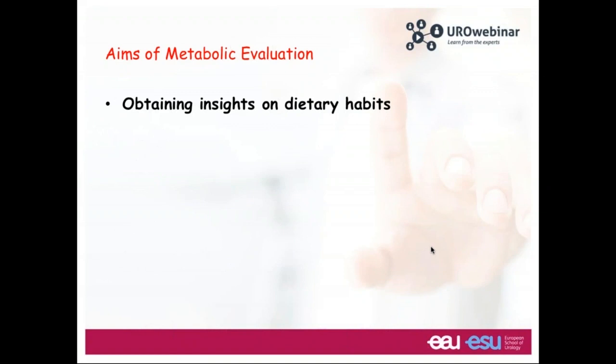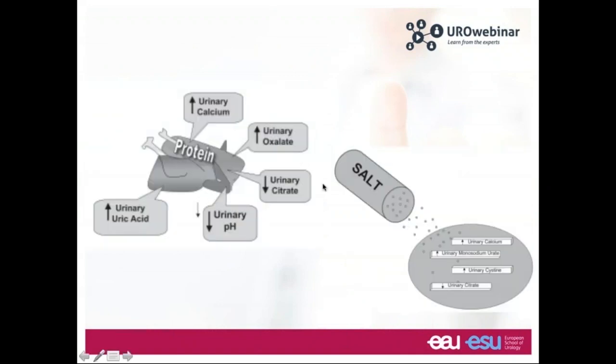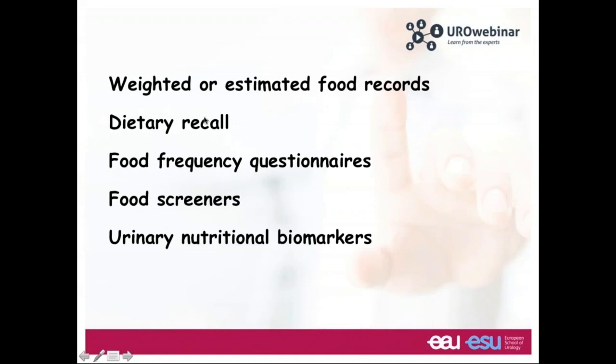So obtaining insights on dietary habits is very important. You all know that eating a lot of protein and a lot of salt really predisposes to stone formation. So you need to ask patients about their eating habits. How do we do that? We can do it with weighed or estimated food records, the dietary recall, food frequency questionnaires, food screeners, or nutritional biomarkers by measuring them. Most often, it is the dietary recall that we discuss with our patients when we see them either in our private office or the outpatient clinic.